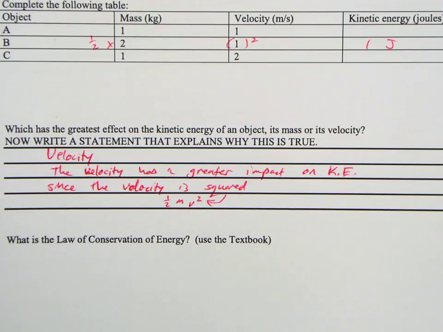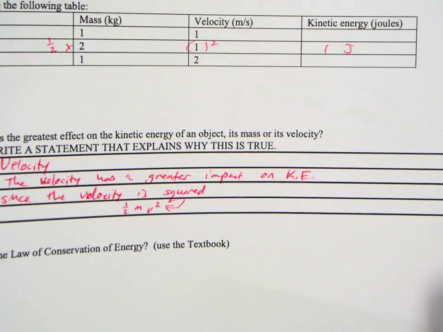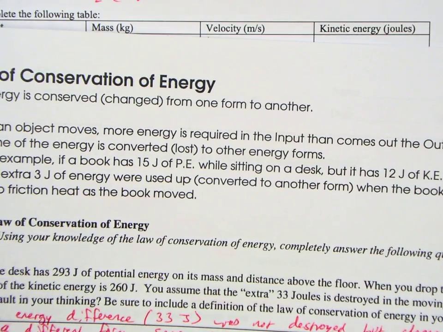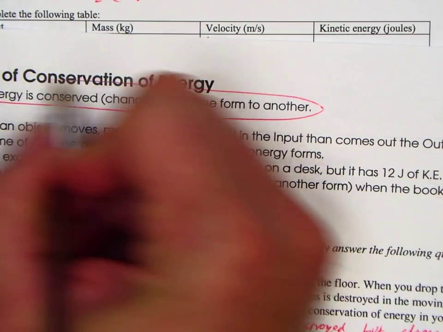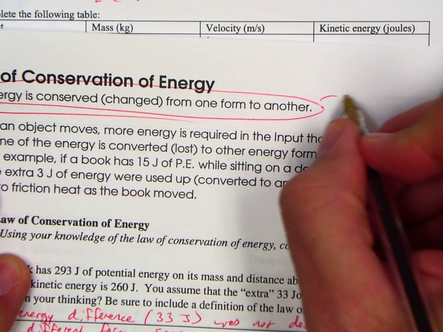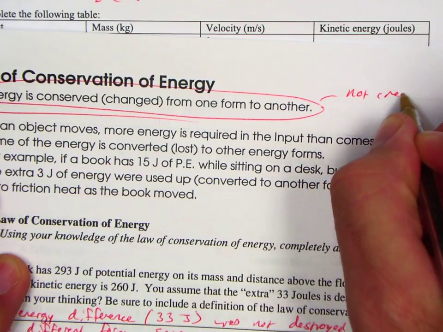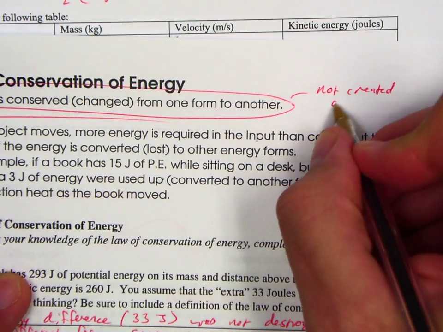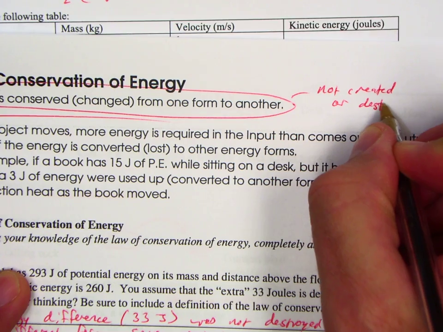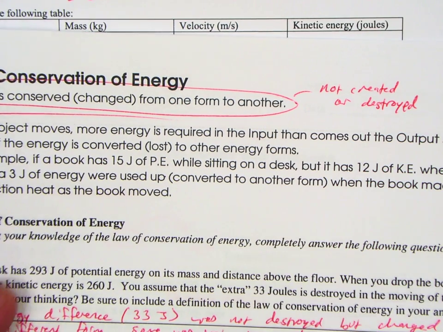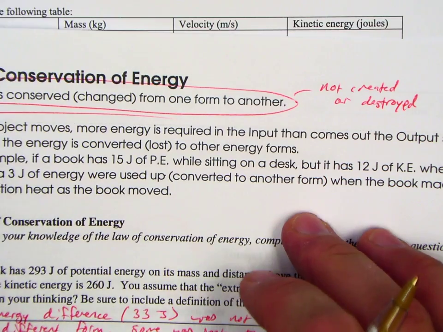Last, it says, what is the law of conservation of energy? It says use the textbook, or since you're in the LMC, perhaps you have your notepad. And go ahead and write in the definition for the law of conservation of energy. Just as a quick reminder from your notepad, it looks kind of like this. Energy is conserved or changed from one form to another. And we might also mention it's not created or destroyed. And that is the end of that assignment.